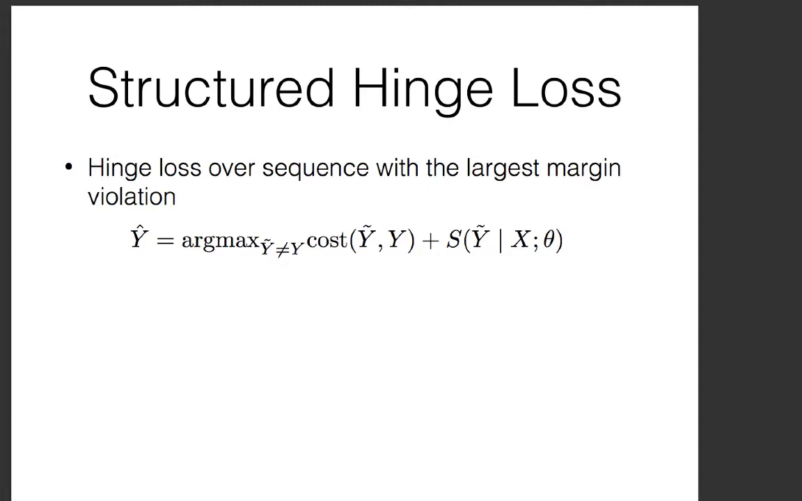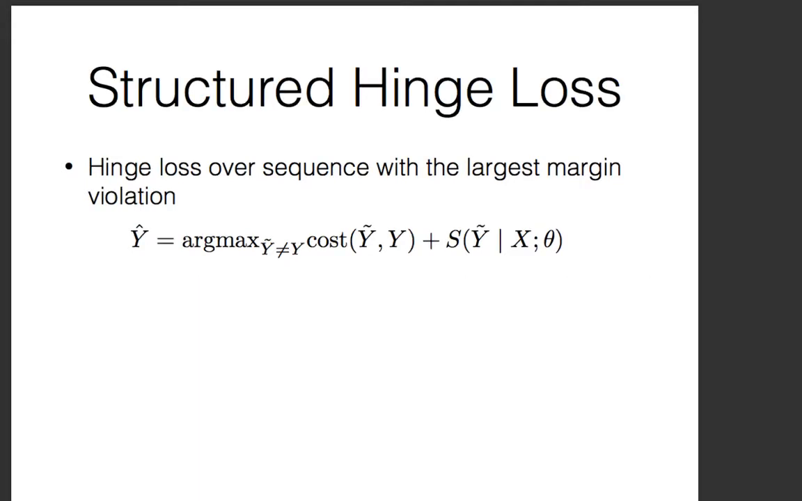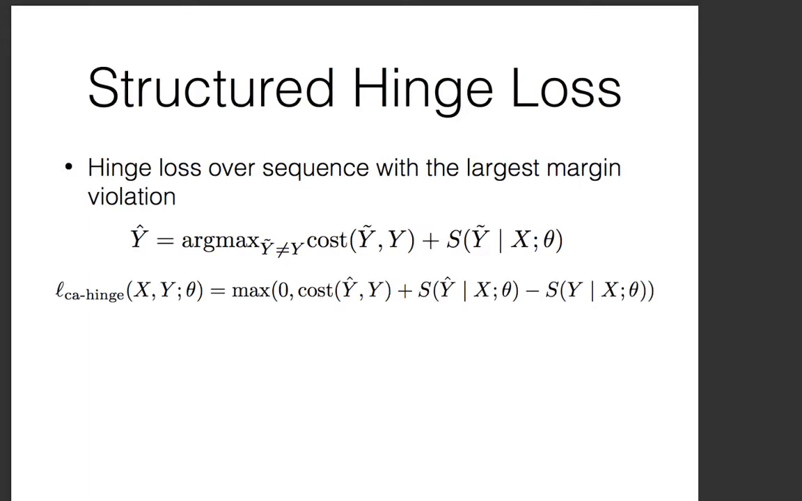So the reason why this is good is because this basically allows us to find things that are both high scoring and really bad. Both high scoring and really bad are the things that we want to really penalize and make sure that we reduce their score. And based on this, we can also define a cost-augmented hinge loss over sequences that looks something like this.